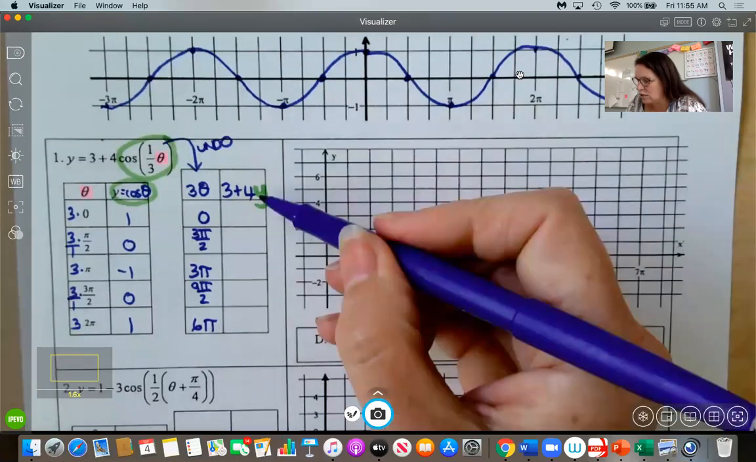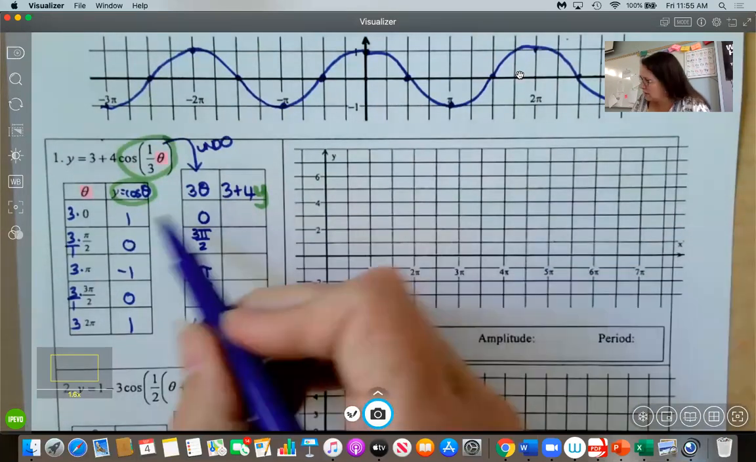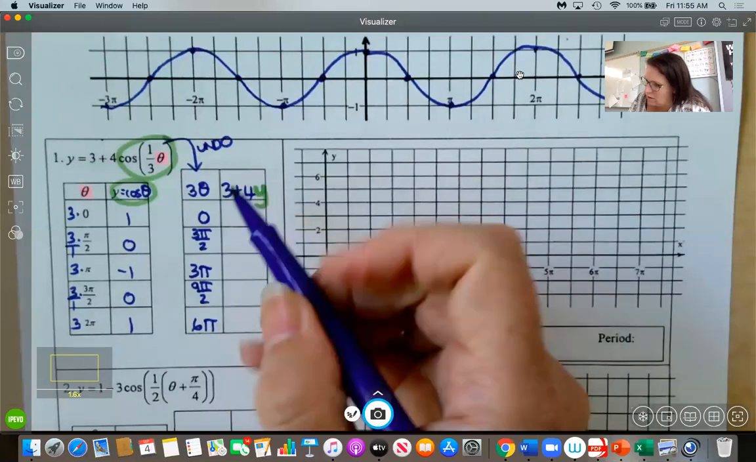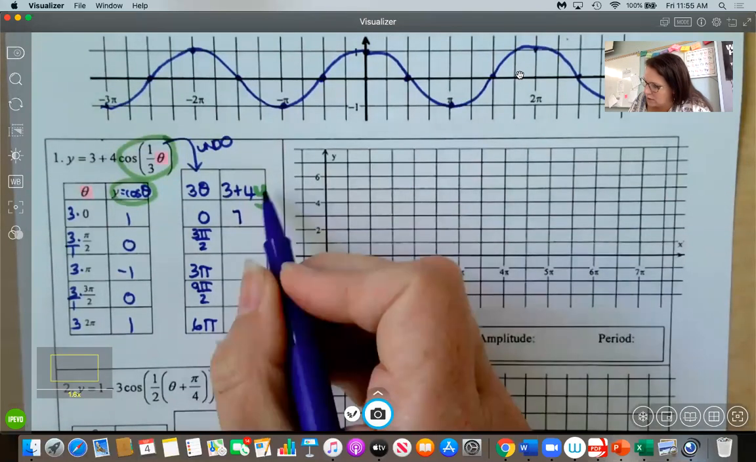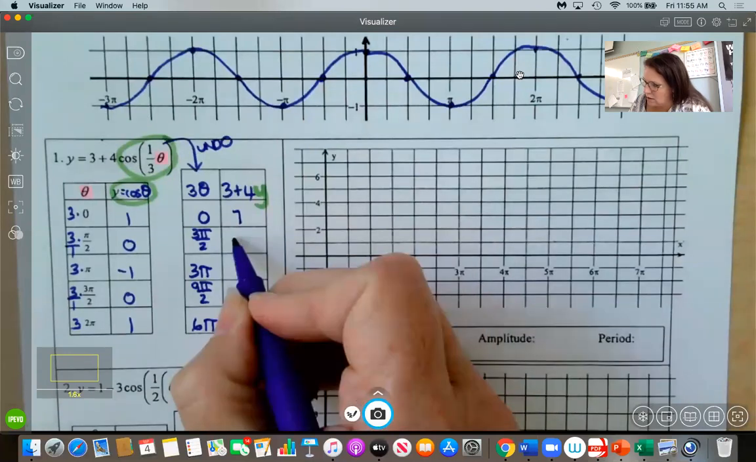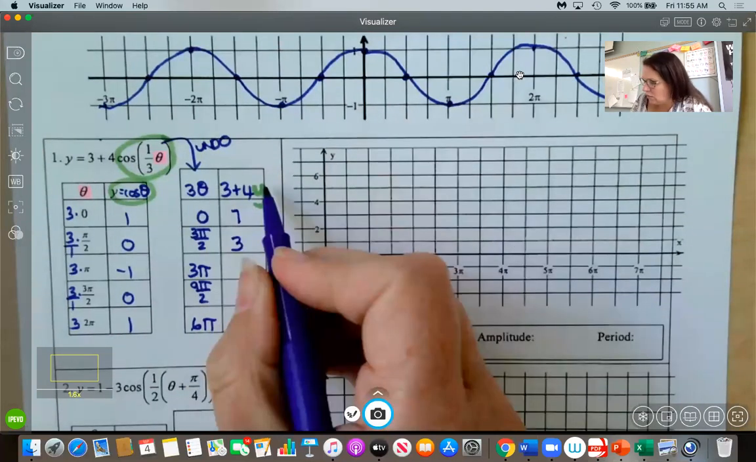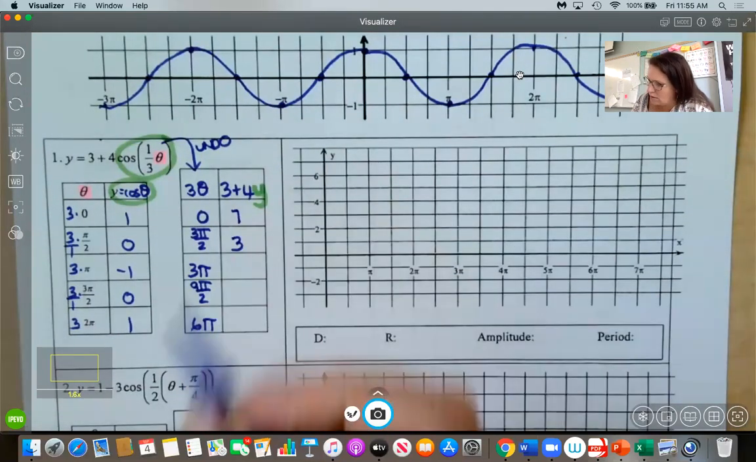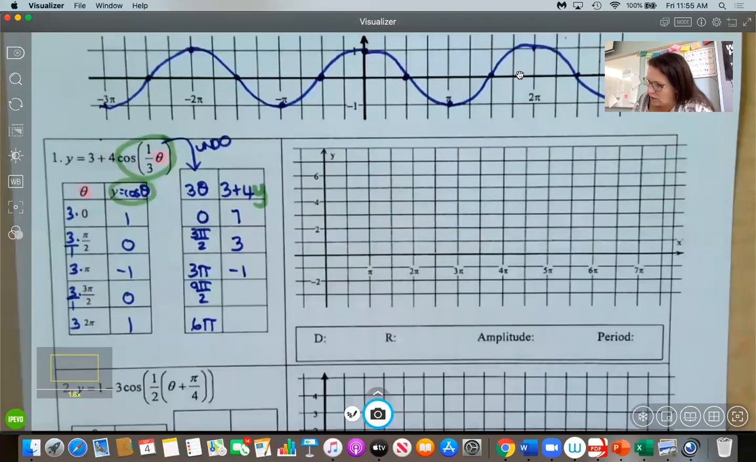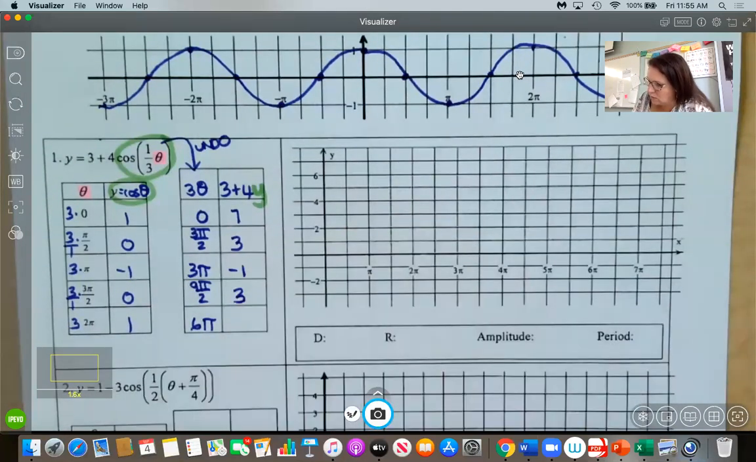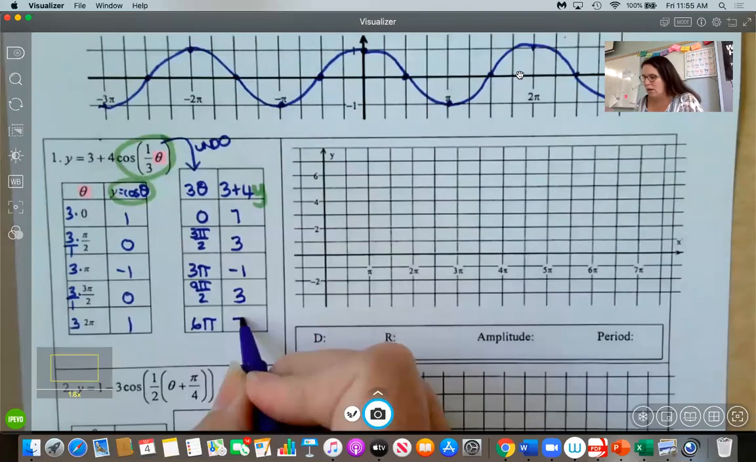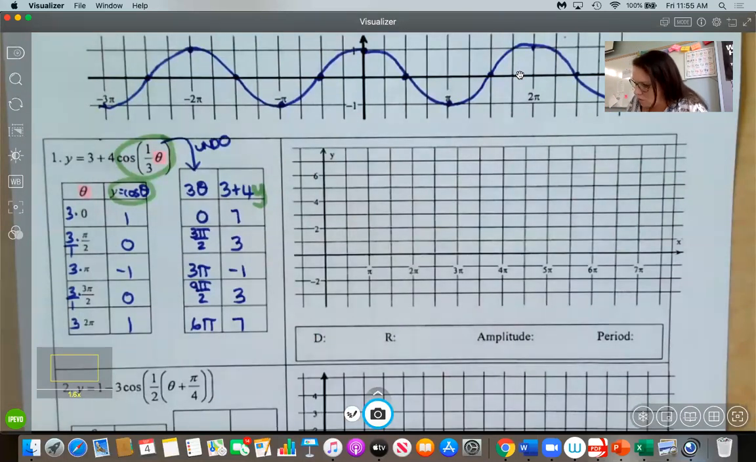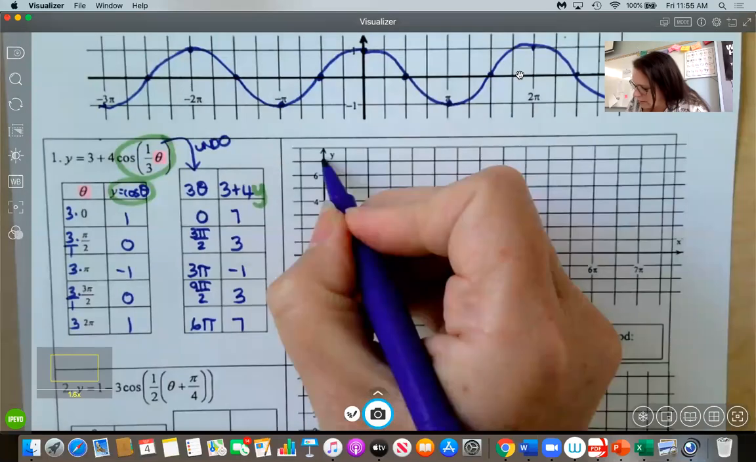So you're going to do 4 times 1 is 4 plus 3 is 7. 4 times 0 is 0 plus 3 is 3. 4 times -1 is -4 plus 3 is -1. We already did the 0, so we can do that again. We already did the 1, so we can repeat that. And that's nicely scaled for us, so we just need to plot our points.